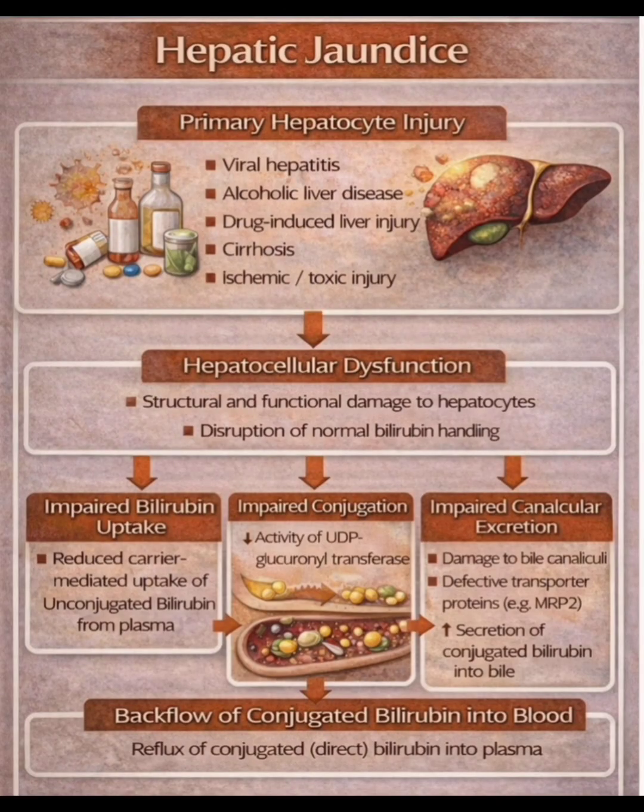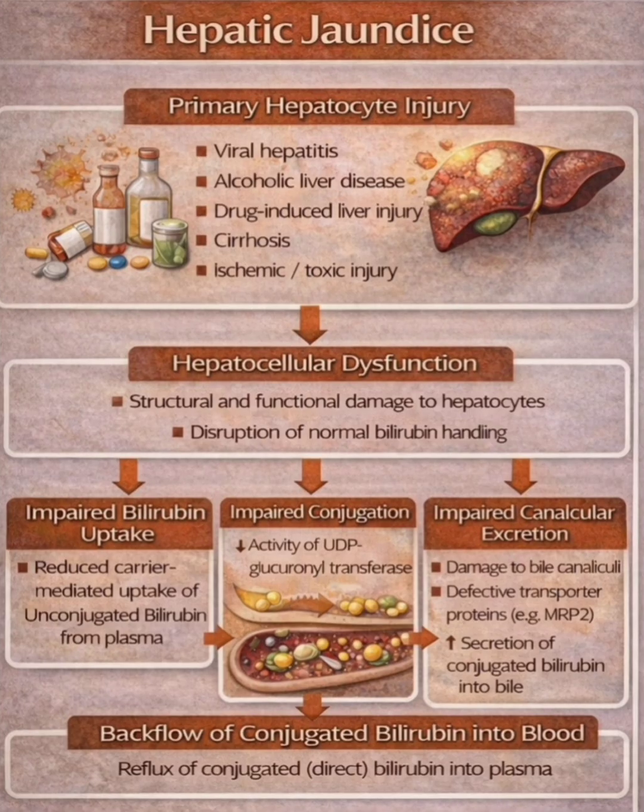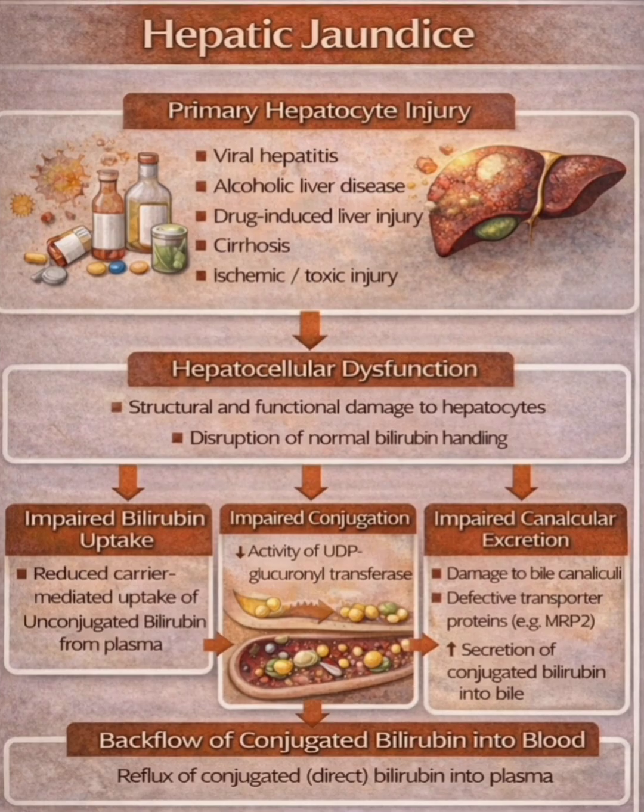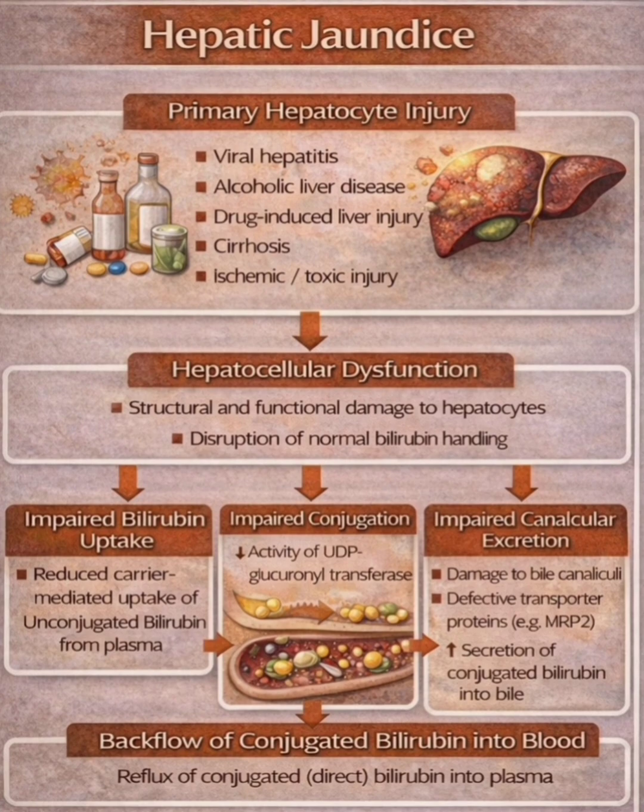Hepatic jaundice results from intrinsic hepatocellular injury, as seen in conditions such as viral hepatitis, alcoholic liver disease, drug-induced liver injury, cirrhosis, or ischemic damage. Injury to hepatocytes disrupts normal bilirubin handling at multiple levels. Uptake of unconjugated bilirubin from plasma is reduced due to impaired carrier-mediated transport across the hepatocyte membrane. In addition, decreased activity of UDP-glucuronyl transferase leads to reduced conjugation of unconjugated bilirubin to conjugated bilirubin.